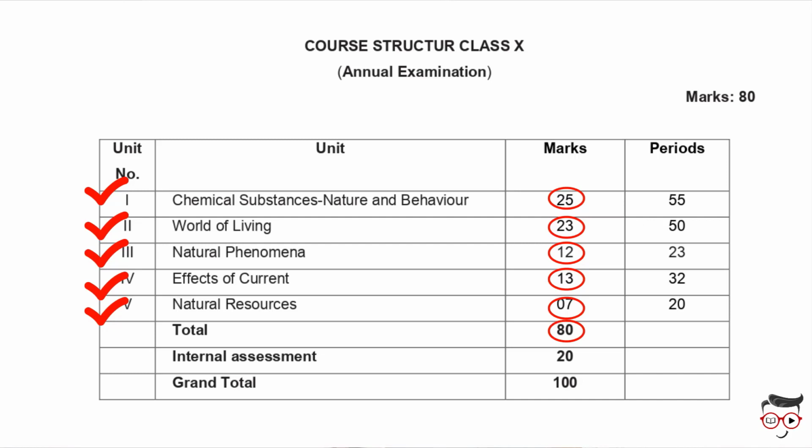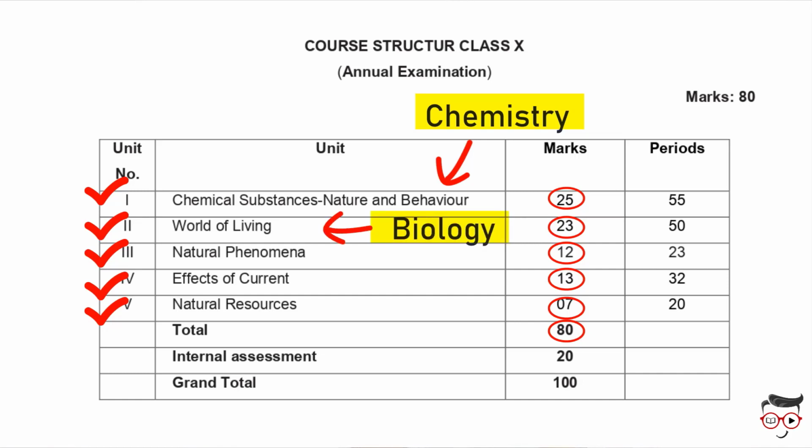The first part, that is chemical substance, nature and behavior, includes the portion of chemistry. The second part, that is world of living, includes the portion of biology. The third part, natural phenomena, and the fourth part, effects of current, include the portion of physics. And the last part, that is natural resources, includes the portion of general science.